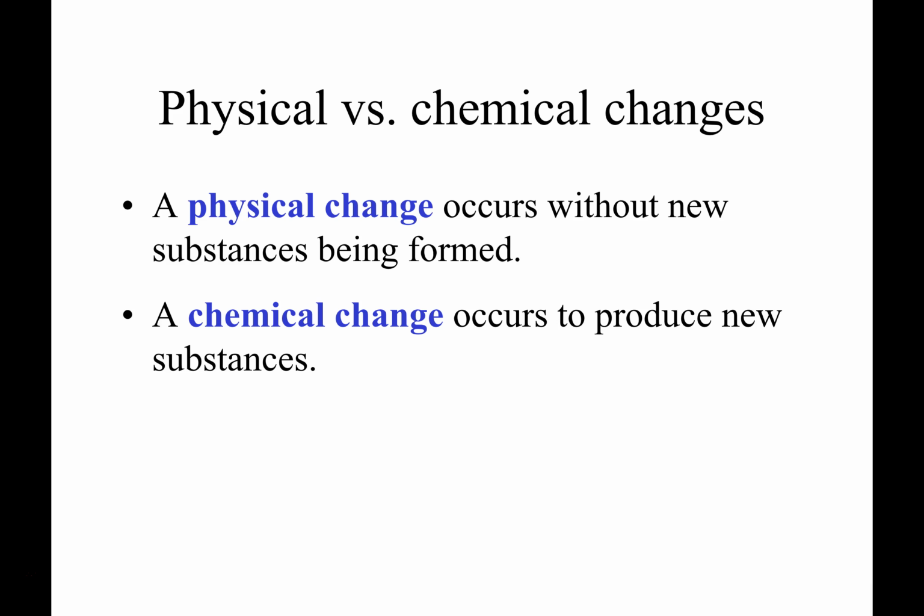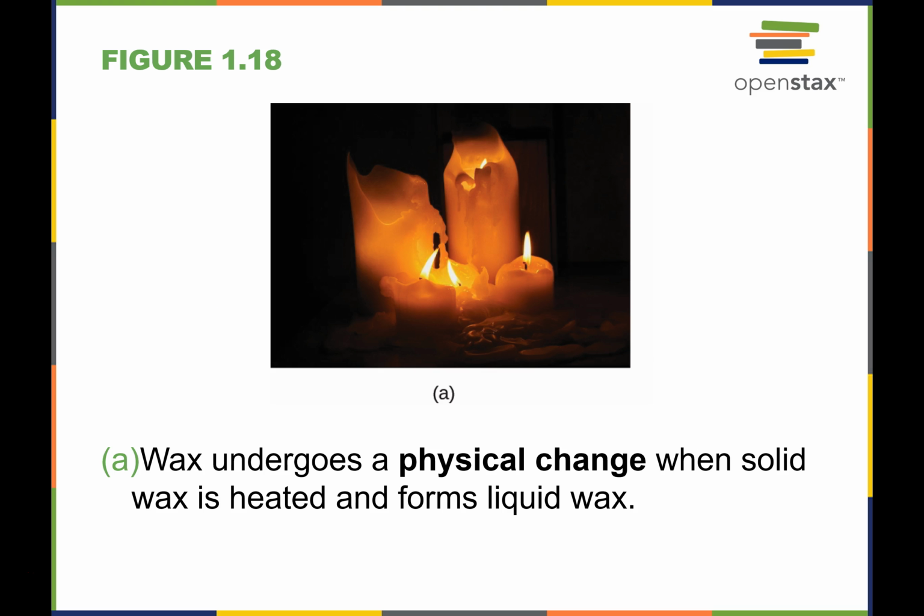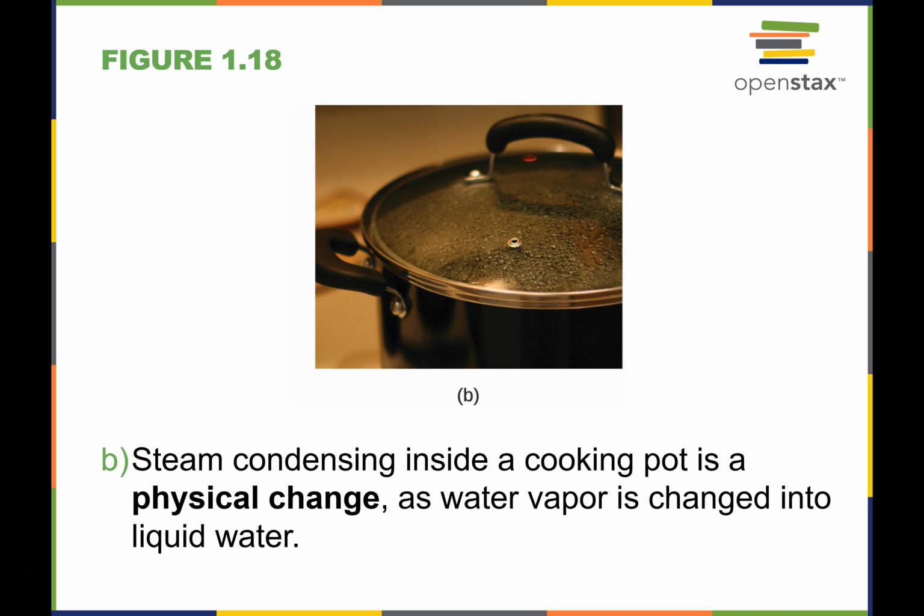To me, physical change and chemical change kind of go along with physical property and chemical property. So if physical change has occurred, nothing new, no new substances were formed. If chemical change has occurred, you got new substances. So if you take wax and you change its physical phase from solid to liquid, physical change.